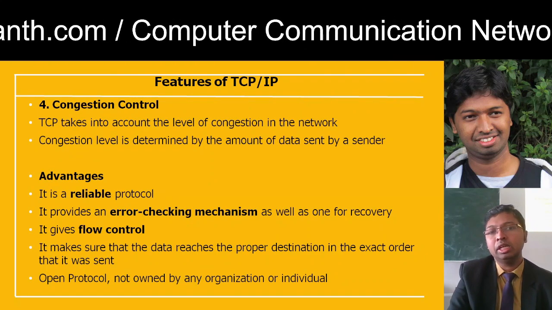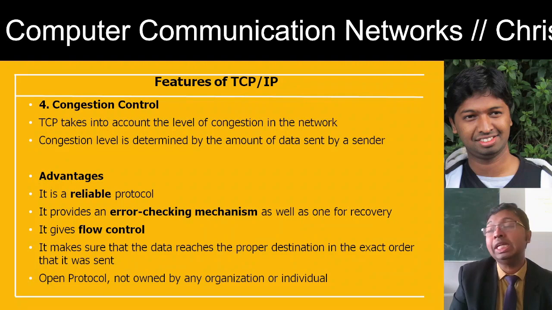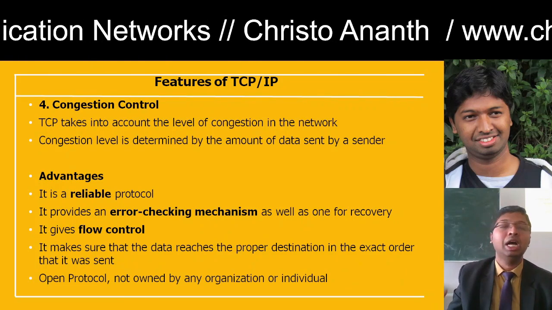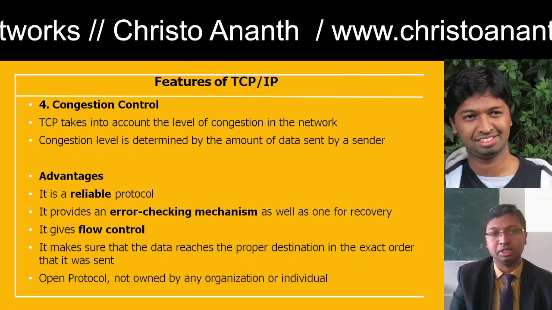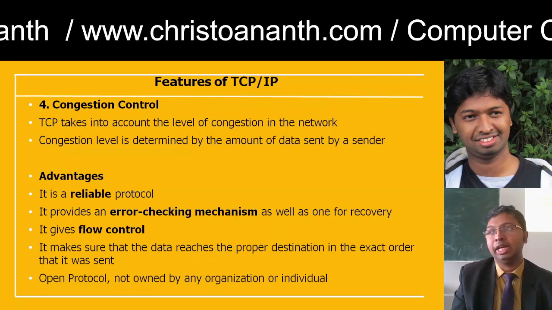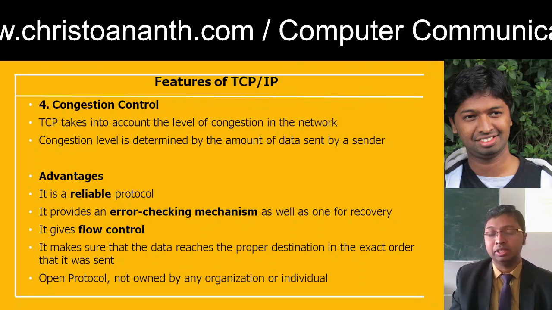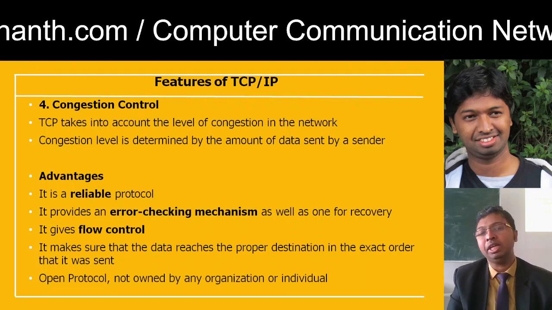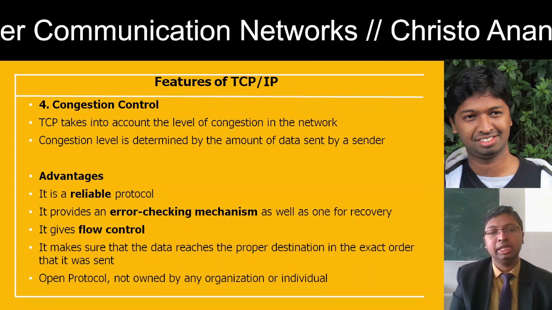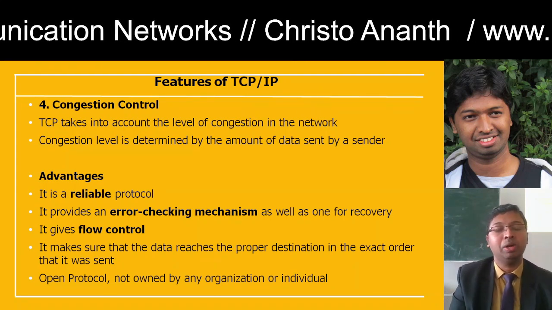Here it takes account of the level of congestion in the network. Congestion level is determined by the amount of data sent by the sender. So you can say that it's a reliable protocol, and error checking is also there. It gives flow control, and it makes sure that the data reaches the proper destination in the exact order in which it was sent.